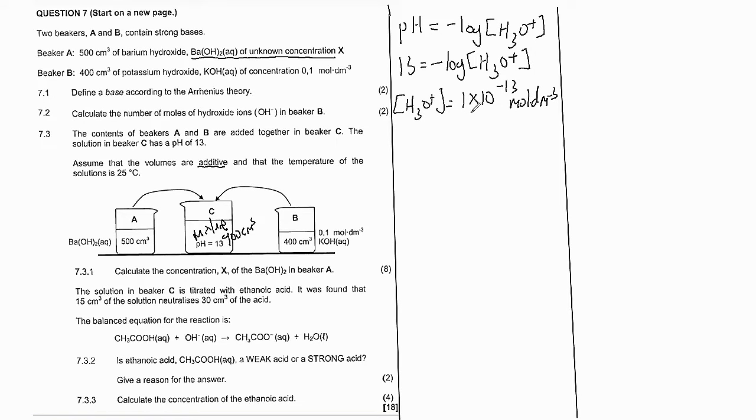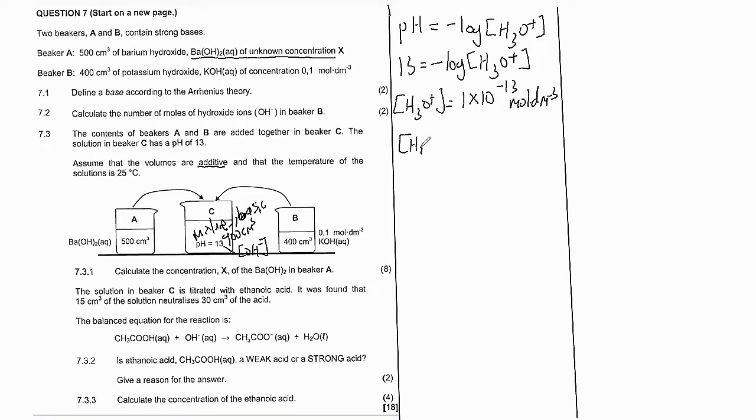It's also correct. But note that if the pH equals 13, that means this mixture is basic. If this is a basic solution, it produces what? Hydroxide ions. So what we are most interested in here is the concentration of the hydroxide ions, not the hydronium ions. We would find the concentration of the hydronium ions if this was acidic, but it's basic, so we have to find the concentration of the hydroxide ions.